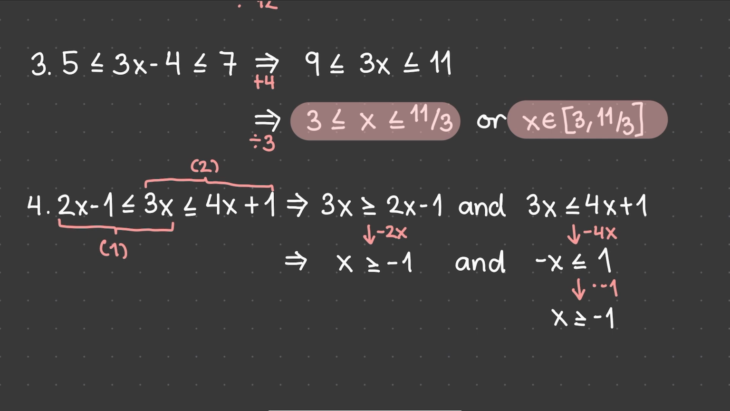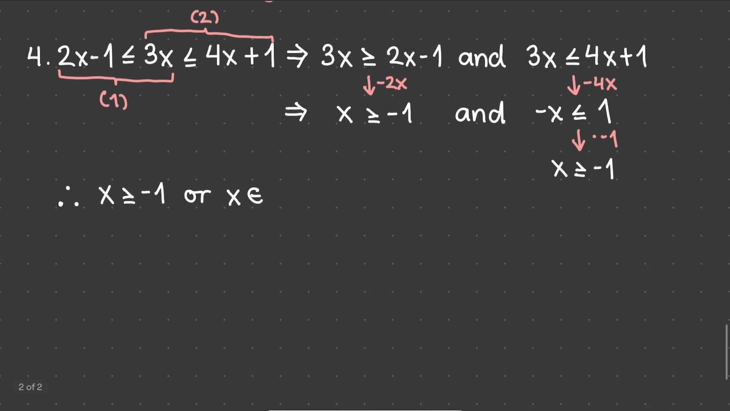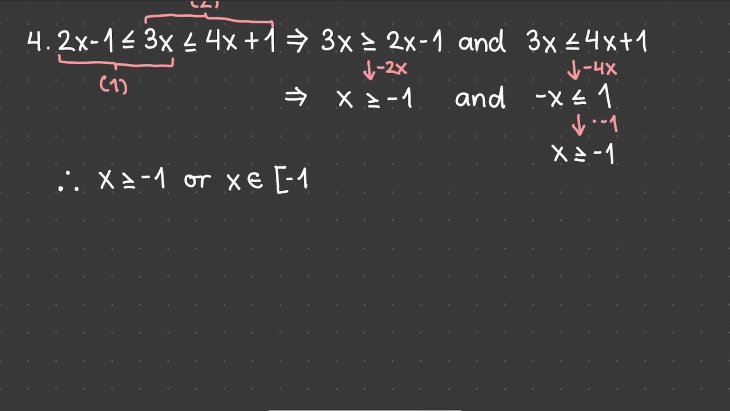So are these two the final answer? Not yet, since we still need to get their intersection. But fortunately, observe that these two are essentially the same thing. So getting their intersection will just give this. What I mean by that is the solution set for this problem is given by x greater than or equal to negative 1, or again in interval notation, x in the interval negative 1 to positive infinity, since we are dealing with greater than or equal to. So that is basically it.